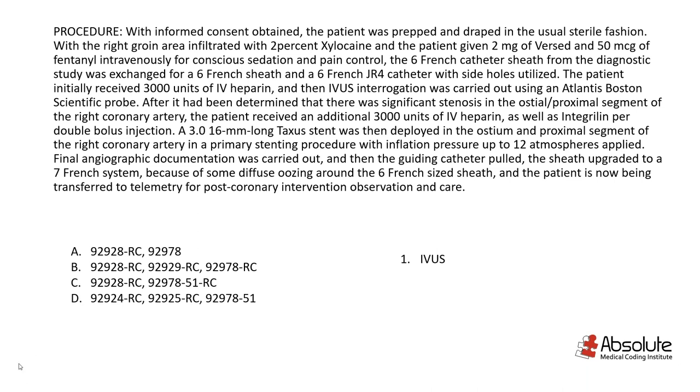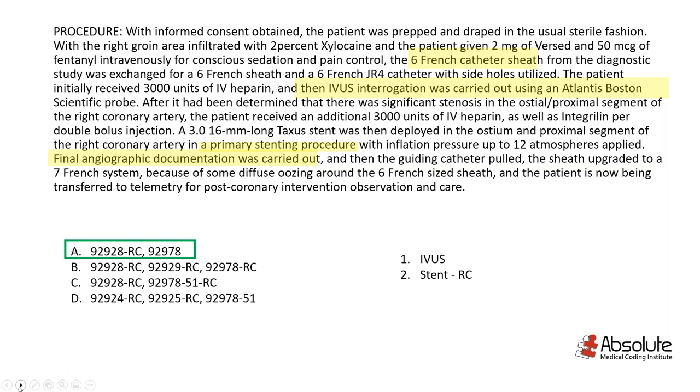Wow, coders, your time is up and you once again did a terrific job. Most of you indicated the correct answer, which is A, 92928 with an add-on code 92978. We know that they used a French catheter sheath, that they did IVUS interrogation, that they found significant stenosis in the right coronary artery. They decided to do a stenting procedure. And then they did final angiographic documentation. So what we're coding for here is the IVUS procedure and a stent to the RCA.